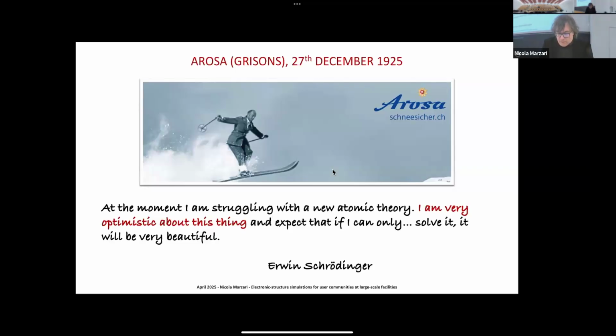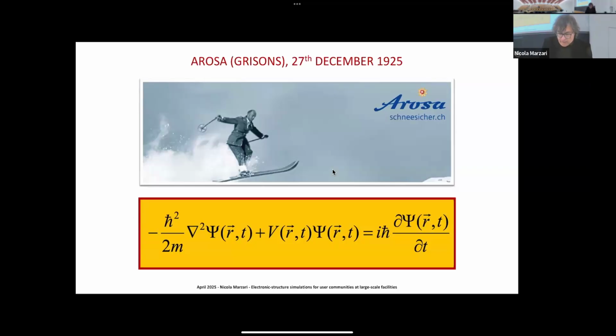So this is 1925. And 4 years later, let me actually show you the equation. This is pretty scary. We'll try to understand what this equation is, but this is the equivalent of Newton's equation for a particle. The only thing is that now we have a wave.